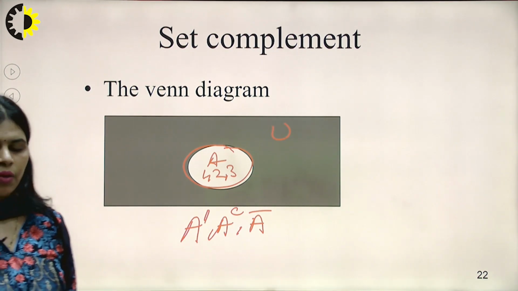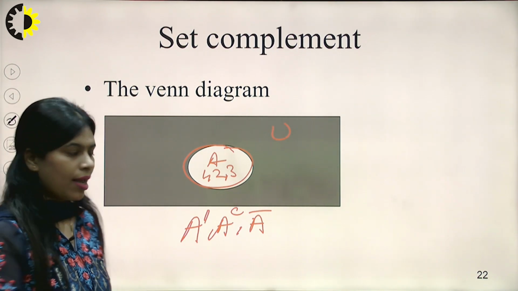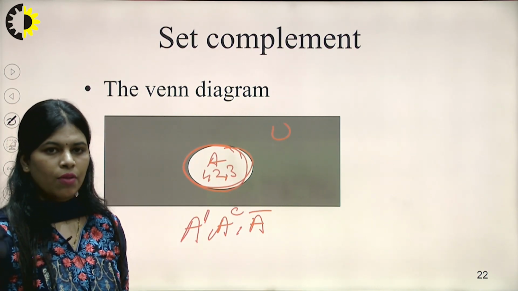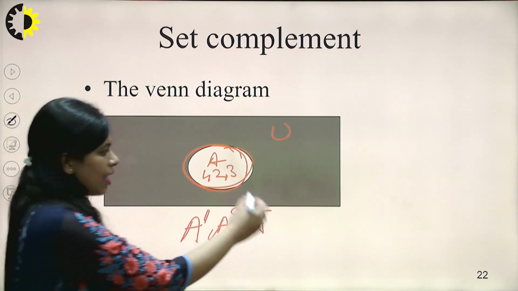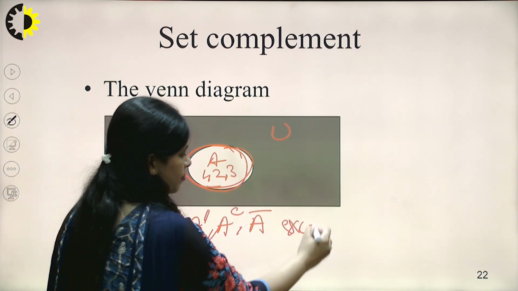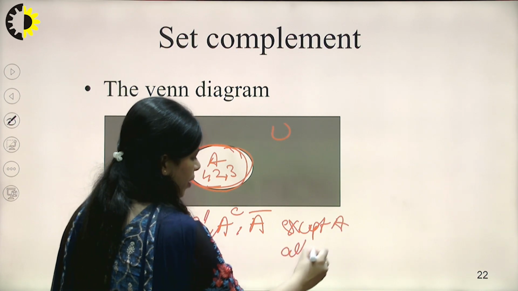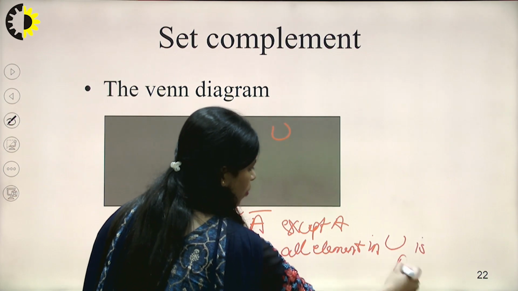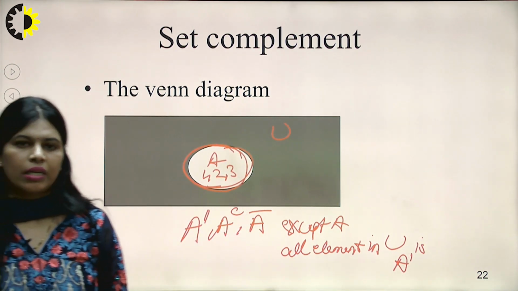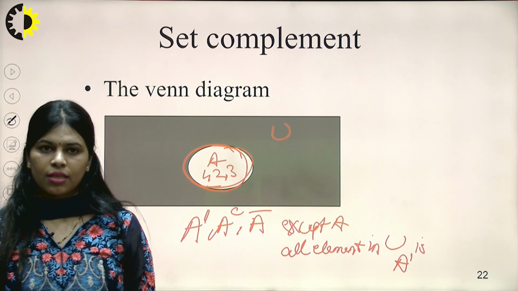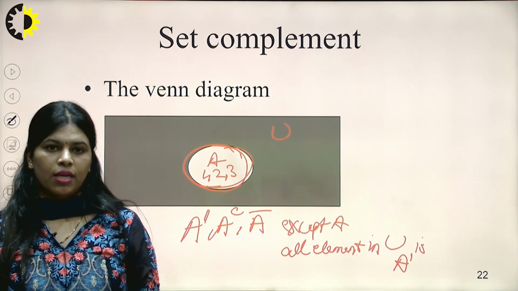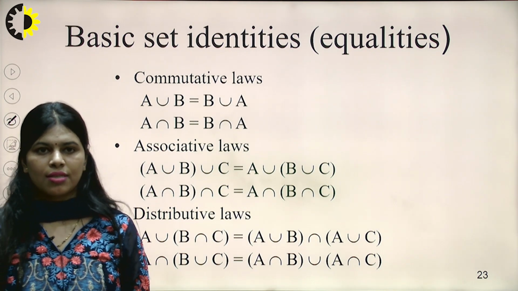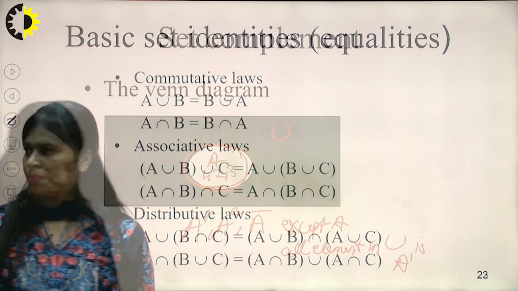And how do we calculate the A complement? We do not consider the elements present in A. Except for set A, all the elements in the universal set form the A complement. That means all the elements in the universal set except those in set A are considered the A complement. So these are some basic identities of set operations that we may use in class.